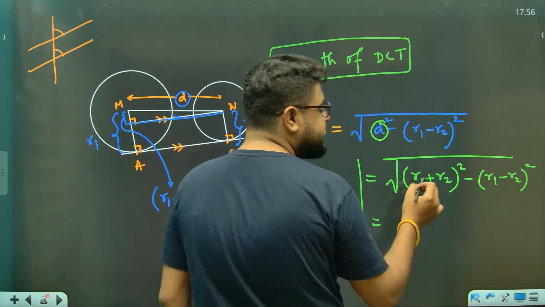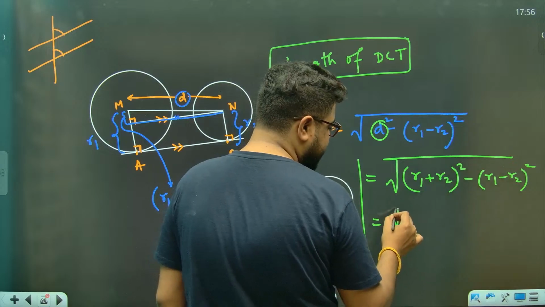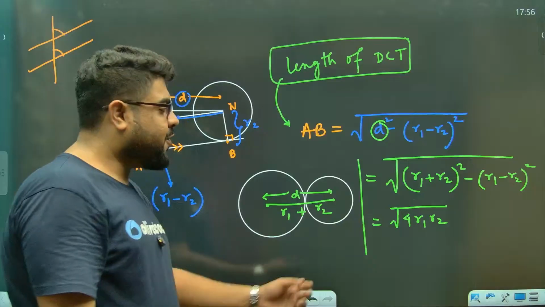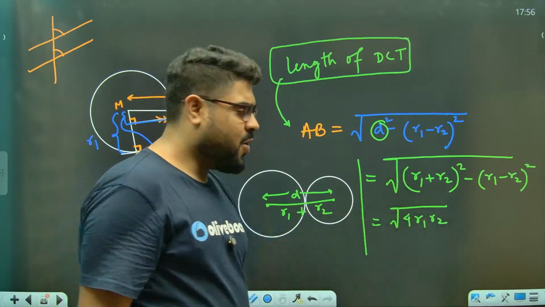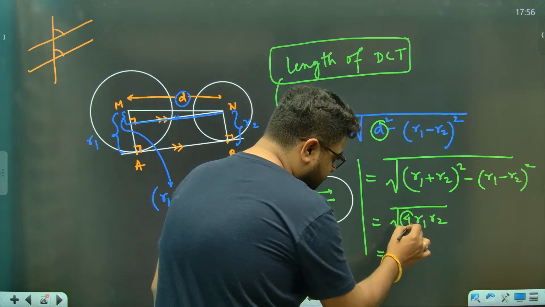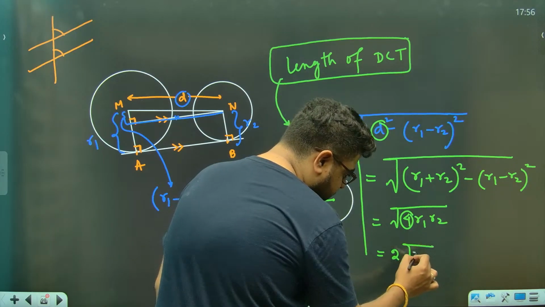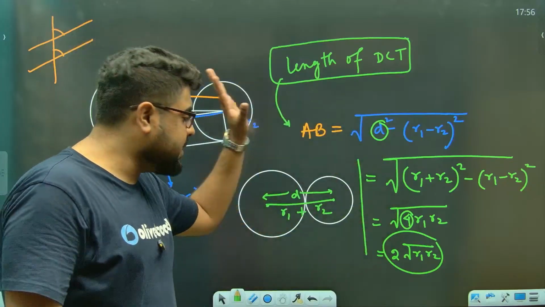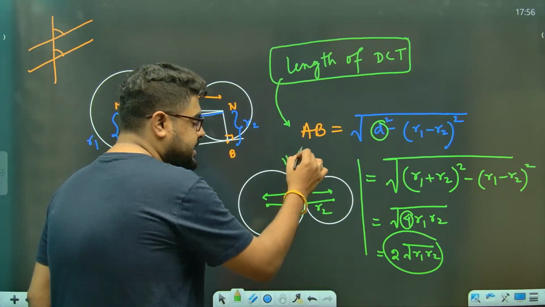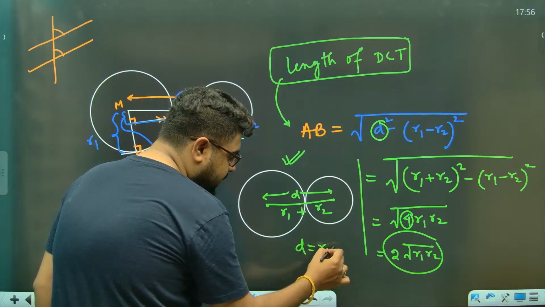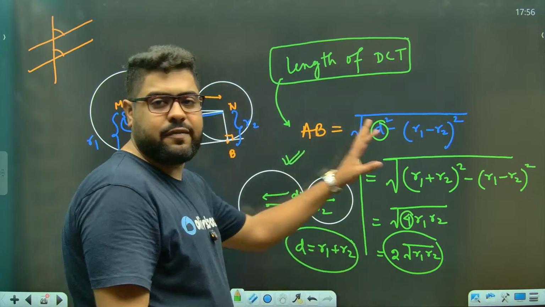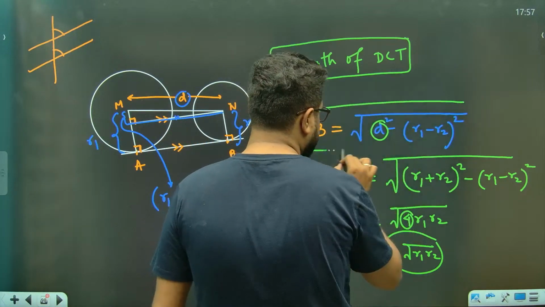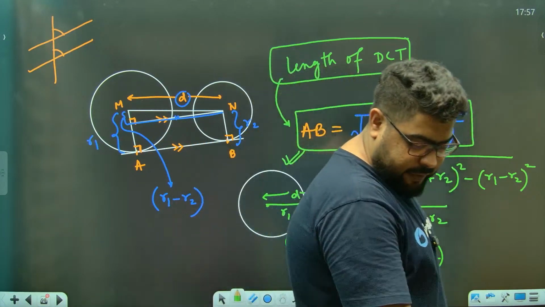From there you will see that A plus B whole square minus A minus B whole square is 4AB. So many people remember the formula for the length of DCT like this. Or you can take the 4 out, so it becomes 2 root over R1 R2. Whatever you are comfortable with, this you can write only when they are touching each other, when D is equal to R1 plus R2. Otherwise, if this is not given, you need to use this particular formula. This is your actual formula. Perfect, everyone?